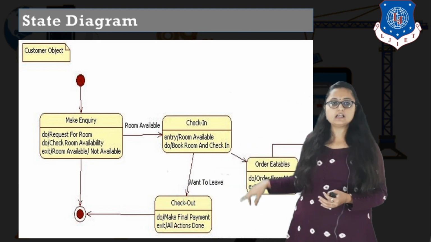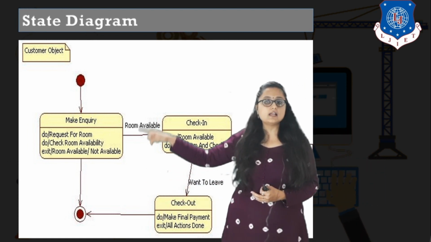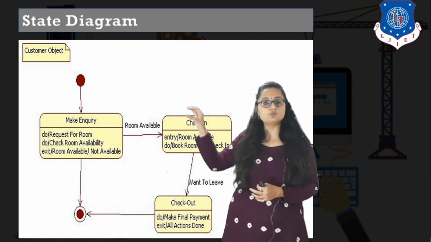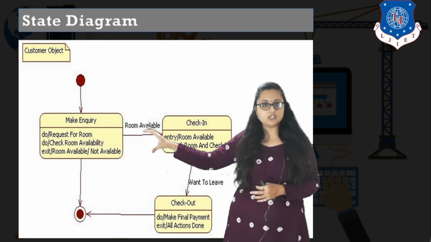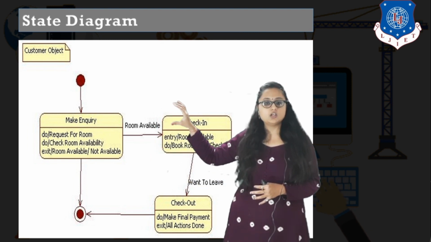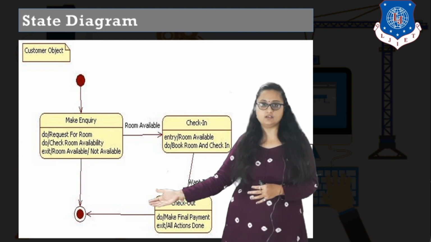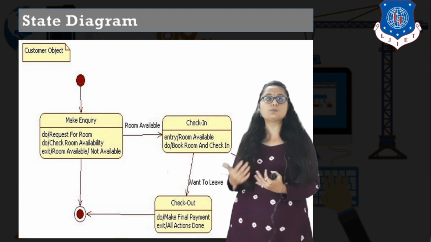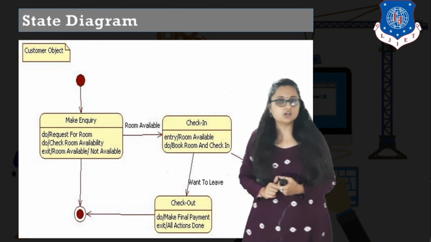Now you may wonder, ma'am, there is an arrow emerging from checkout to end and from make inquiry to end also. Why? Because if the room is available, you can go for check-in and check-out, but from make inquiry, if you get the condition that room is not available, then directly you are going to end, right? You are not going to perform the check-in, check-out. So there are two possible ways from which you can go to this end symbol.